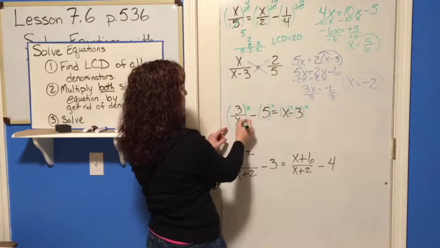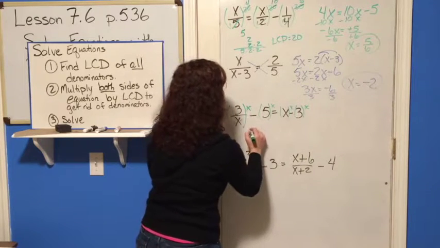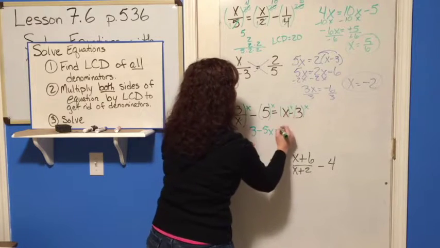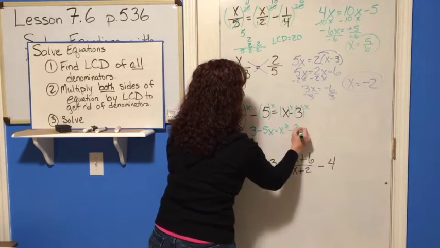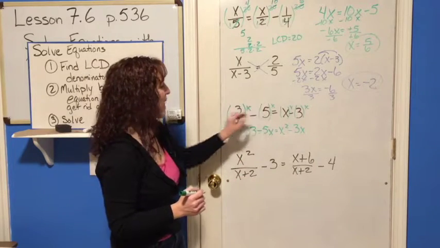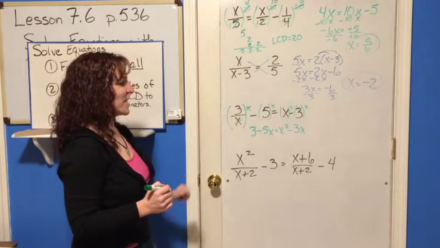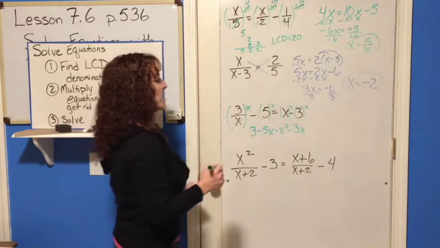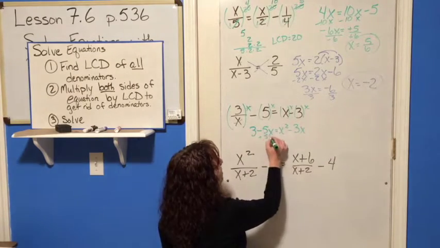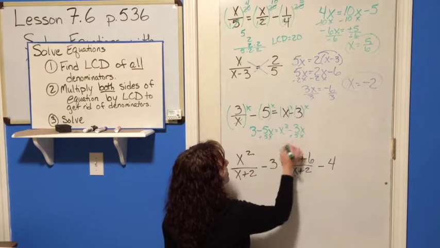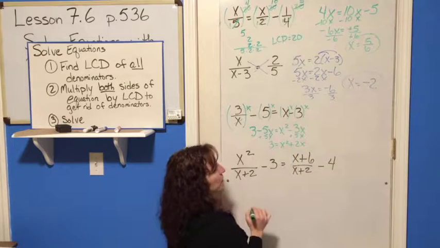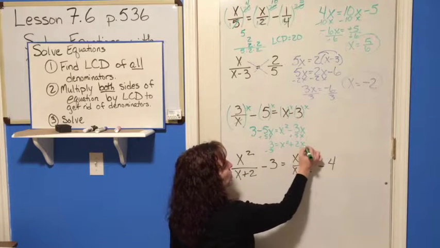So now I end up with, these x's will cancel, so I have 3 minus 5x equals x times x is x squared minus 3 times x. Do you see where I got that? I multiplied everything by x, but on this one the x is canceled. All right, so now I'm going to add 5x to both sides. So 3 equals x squared plus 2x. Subtract 3 from both sides.